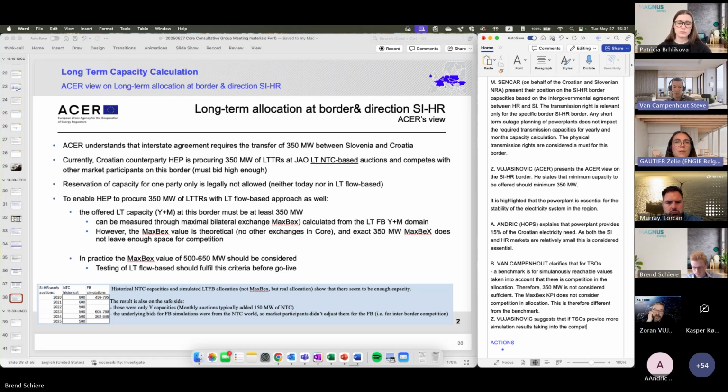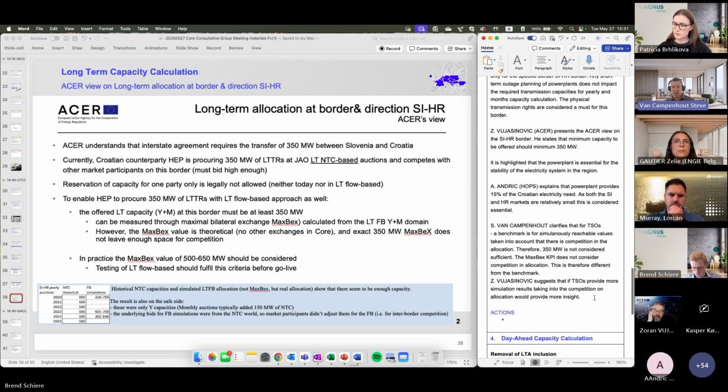Okay. So I understand this as indeed a confirmation that the benchmark is simultaneous, and that in that context, the 350 megawatt is an input, just like we had input from all the other borders to be fit into a flow-based domain. And that in addition, to measure how much buffer there is with respect to the competition effect, the max BEX KPI presents this complementary information. And that for this particular border, it's of special interest due to the situation explained here.